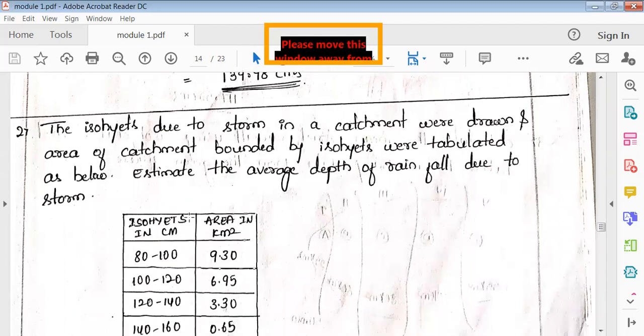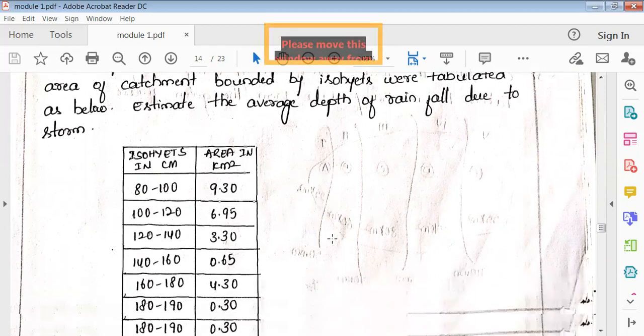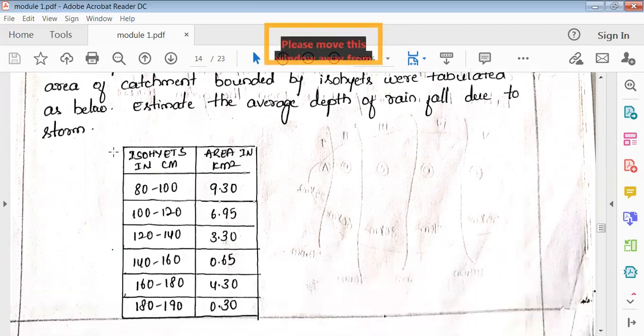The next problem: the isohyets due to a storm in a catchment were drawn, and the area of the catchment bounded by the isohyets is tabulated below. Estimate the average depth of rainfall due to the storm. Again, in the given problem, they have given you the data in terms of isohyets.